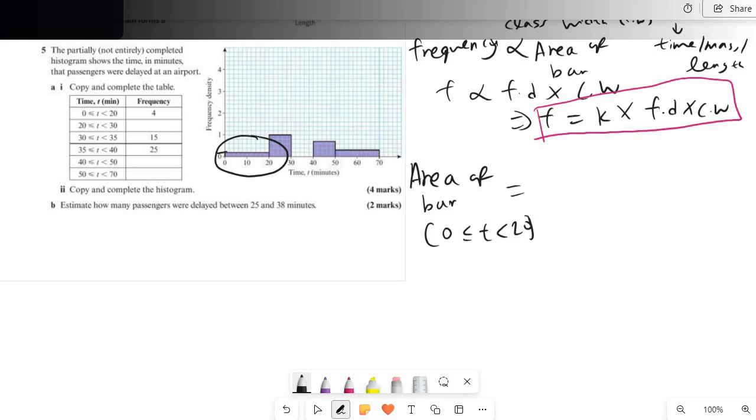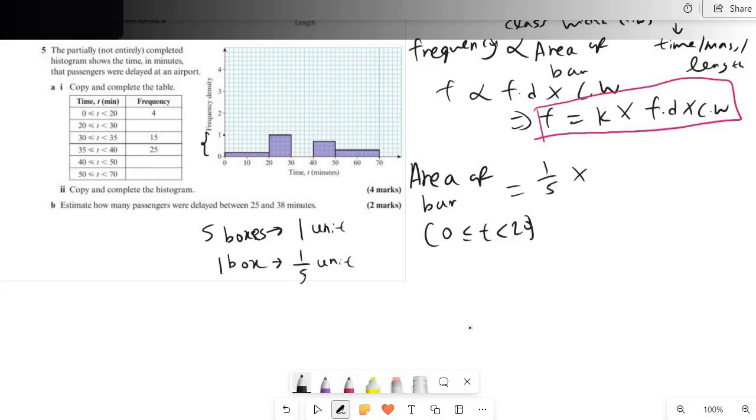So here in this case, you can see that this is the frequency density, and there are 5 divisions representing 1 unit here. So because 5 boxes represent 1 unit or 1 frequency density, therefore 1 box is going to represent 1/5 of the unit. So therefore frequency density is going to be 1/5 here, and the class width, which is the length of this, is going to be 20, as you can see, which gives us 4.